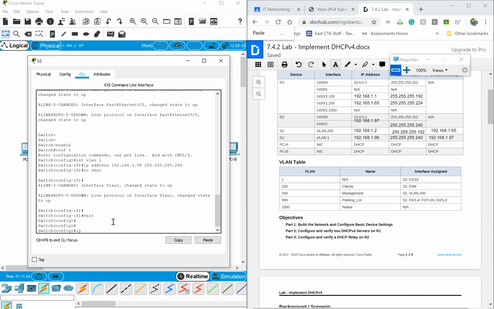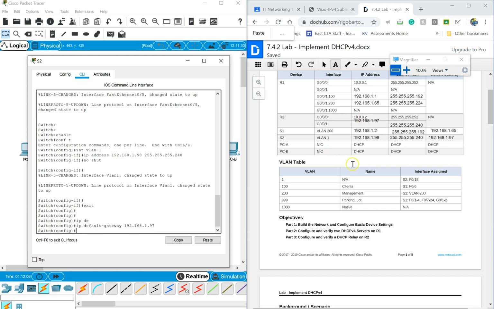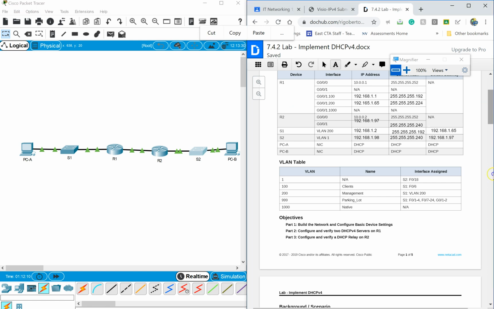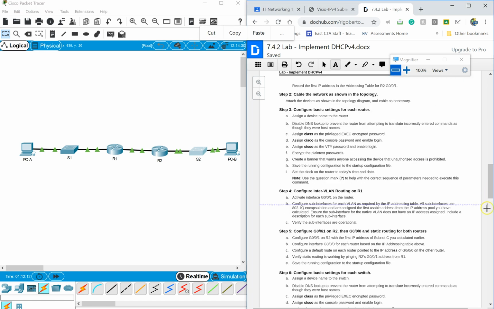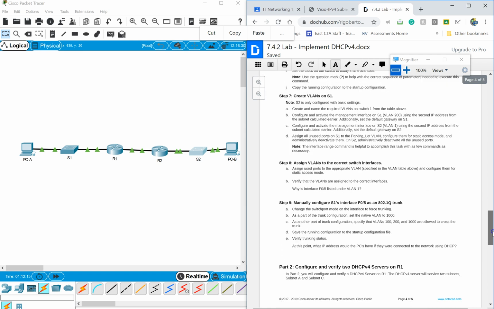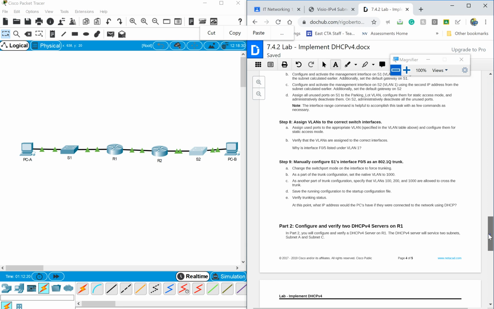So IP default gateway 192.168.1.97. That's my default gateway. Whew. So far, so good. We haven't even got to the good stuff, but we're almost there. Almost there.